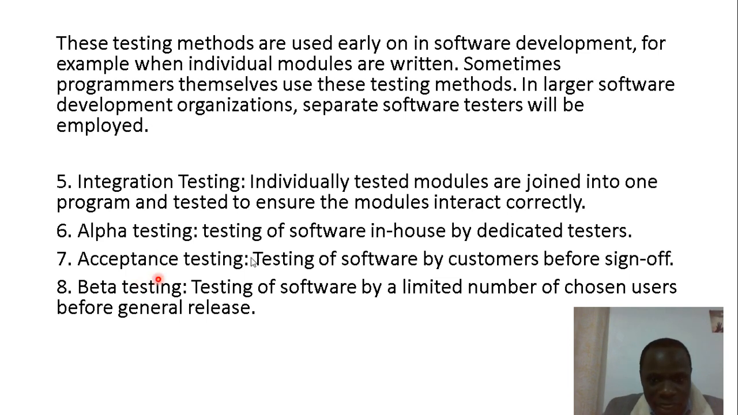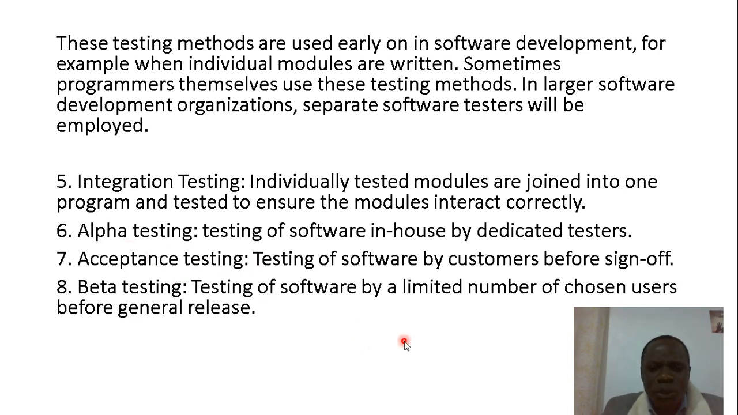Then you have alpha testing. So alpha testing is where it's before beta testing. Alpha testing is in-house testing. The program is running, then you give it to testers within your organization. They're going to test it and see if it really has the expected outcomes.